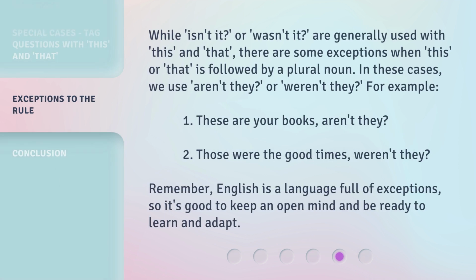While isn't it or wasn't it are generally used with this and that, there are some exceptions when this or that is followed by a plural noun. In these cases, we use aren't they or weren't they. For example, 1. These are your books, aren't they? 2. Those were the good times, weren't they? Remember, English is a language full of exceptions, so it's good to keep an open mind and be ready to learn and adapt.